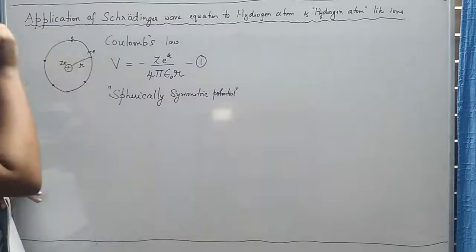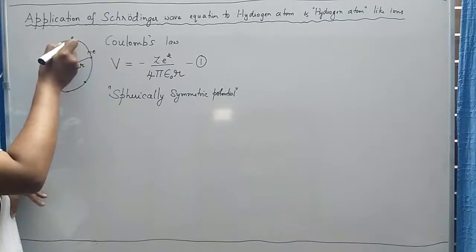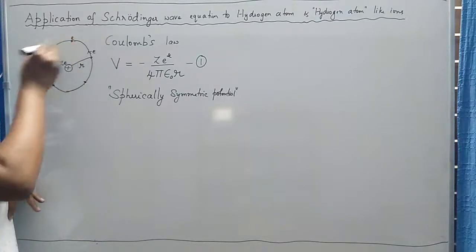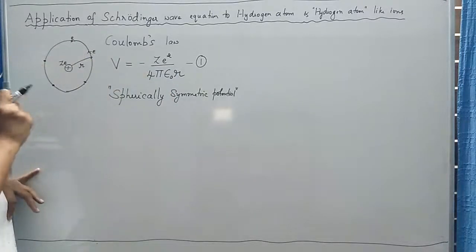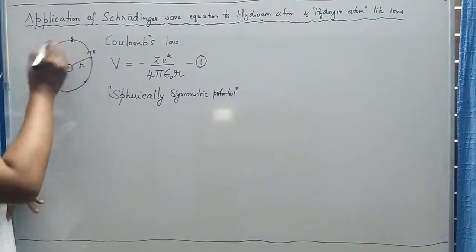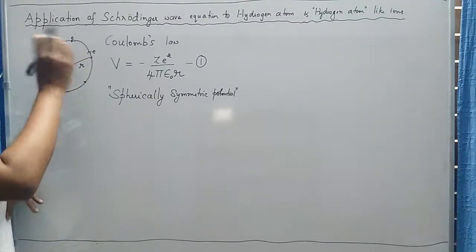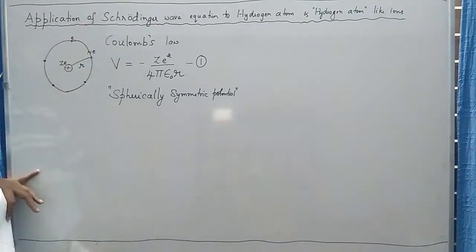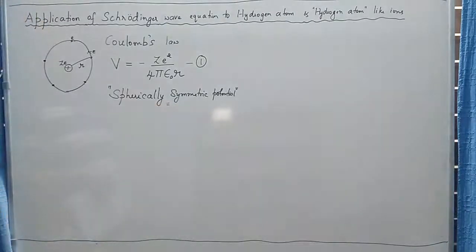For example, the potential energy experienced by the electron here will be the same as the potential energy experienced by the electron here, or here. So whether the electron is here or here or here, it experiences the same potential energy. So the potential energy does not depend on the direction, it only depends on the distance. So for an electron on a particular spherical or circular orbit, the potential energy does not depend on the direction, it only depends on the distance of the electron from the nucleus. So that is why such a potential is called spherically symmetric potential.